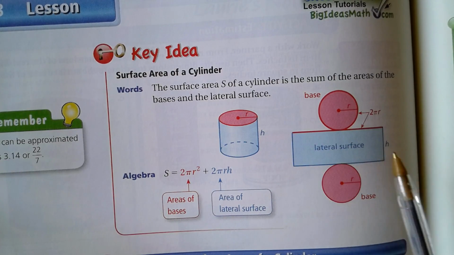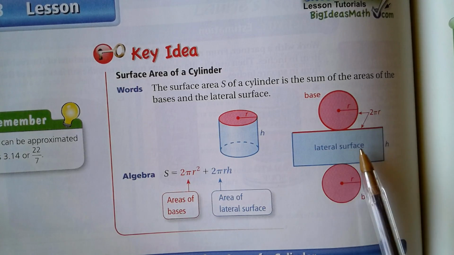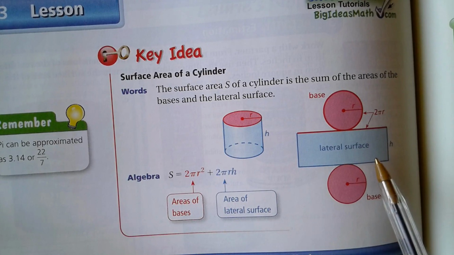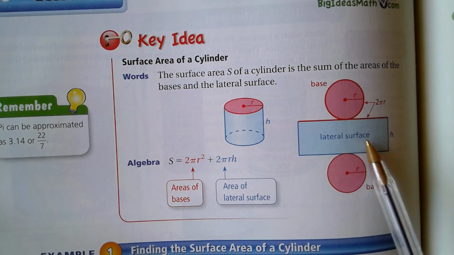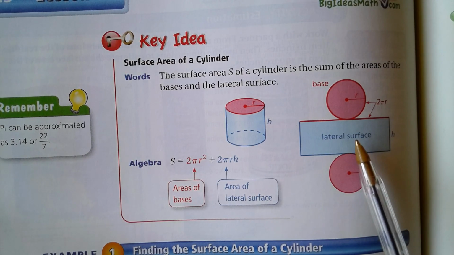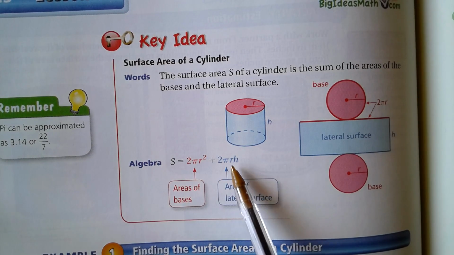In other words, if you were looking at a can, we're only going to be finding out the surface area of the label, okay? So if we're only finding the surface area of the quote unquote label of a can, we would only use 2 pi RH.